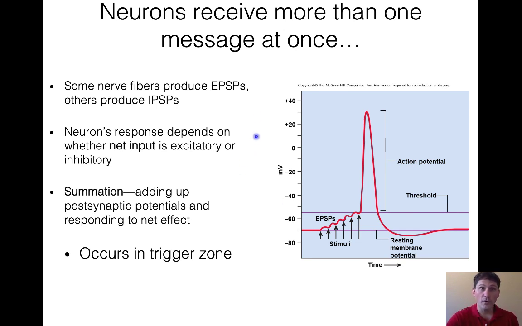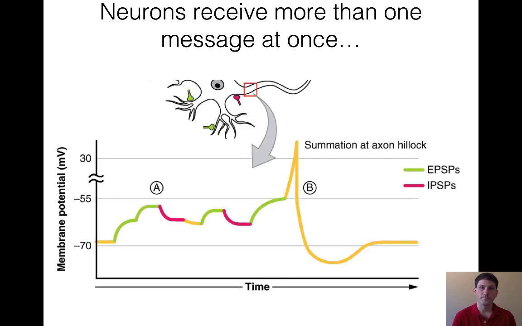Now, we can also have one neuron that's receiving EPSPs and IPSPs at the same time. So maybe that is getting closer and then farther away and then closer and then closer and then farther away. So we get this sort of summation of these EPSPs and IPSPs.